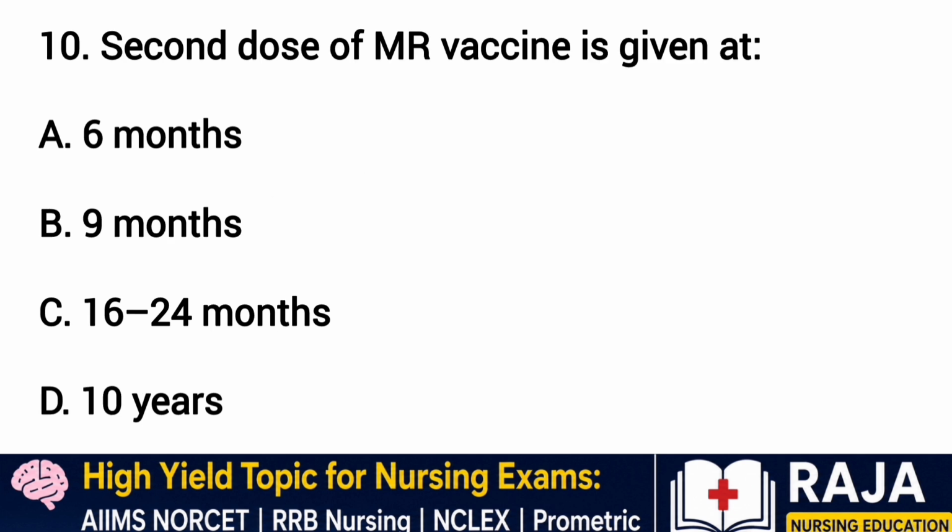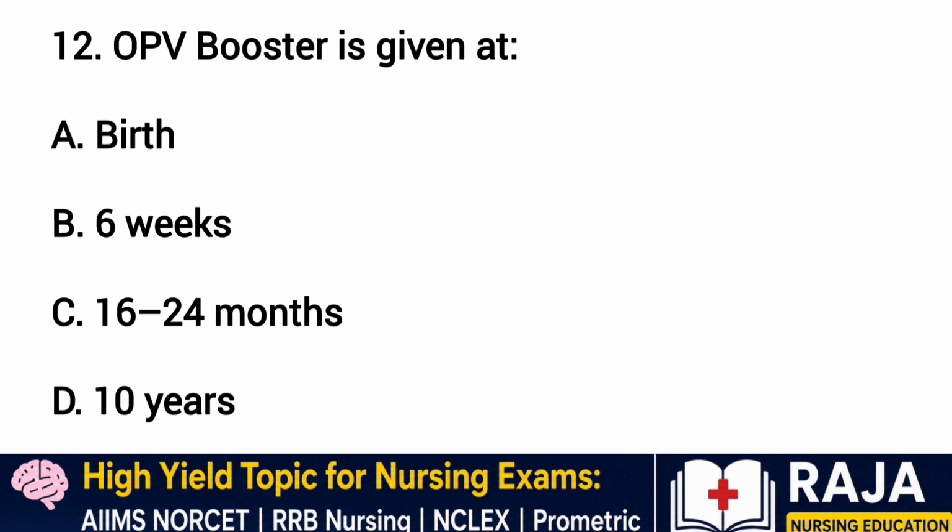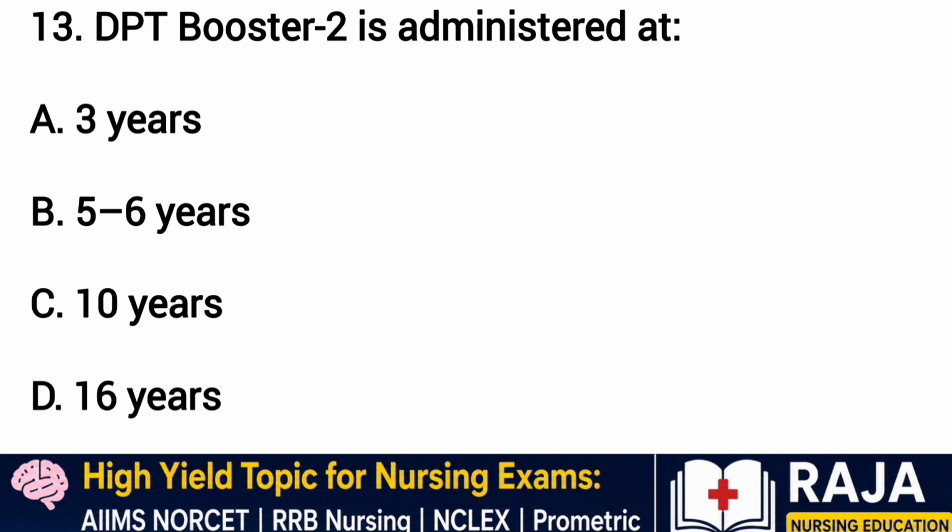Second dose of MR vaccine is given at? The answer is C. 16 to 24 months. DPT booster dose 1 is administered at? The answer is C. 16 to 24 months. OPV booster is given at? The answer is C. 16 to 24 months. DPT booster 2 is administered at? The answer is B. 5 to 6 years.